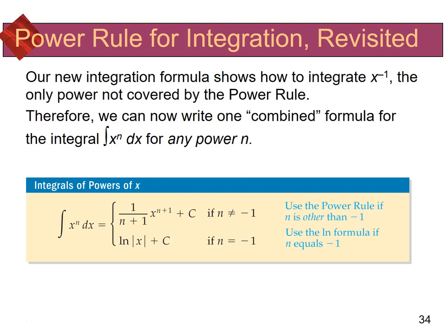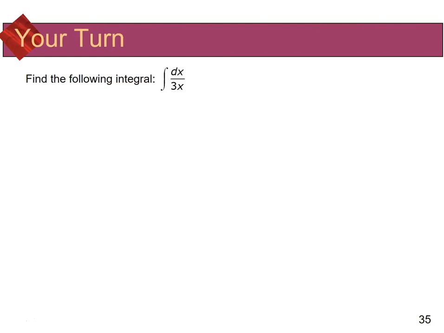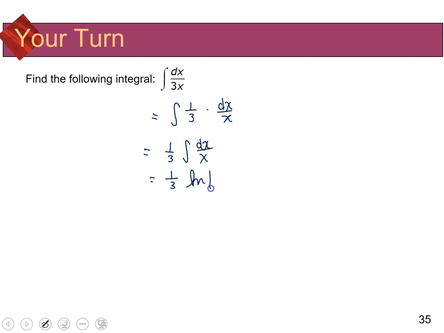So with what we just talked about, your turn. I want you to find the integral of this. Much like the problem we just got done doing, I could think of this as 1/3 times dx over x, which is one of the formats we saw in that formula. And so I have 1/3 times the integral of dx over x, which is the same thing as 1 over x dx. So I'm going to end up with 1/3 times the natural log of the absolute value of x plus c.